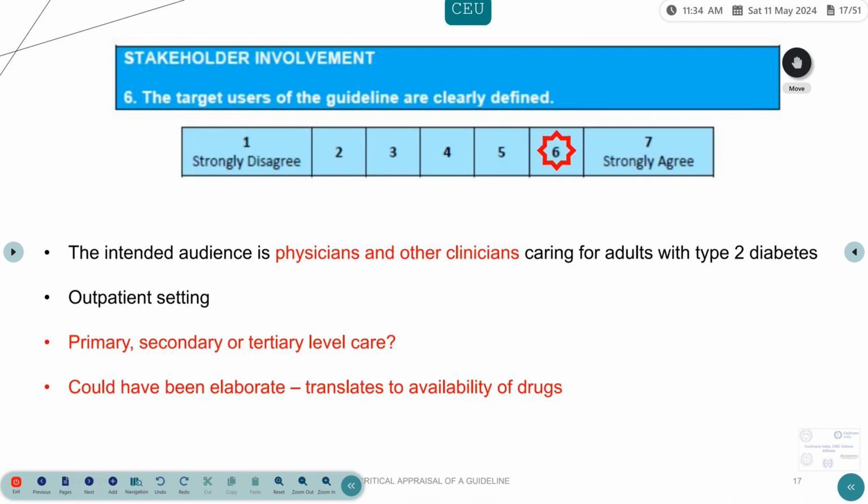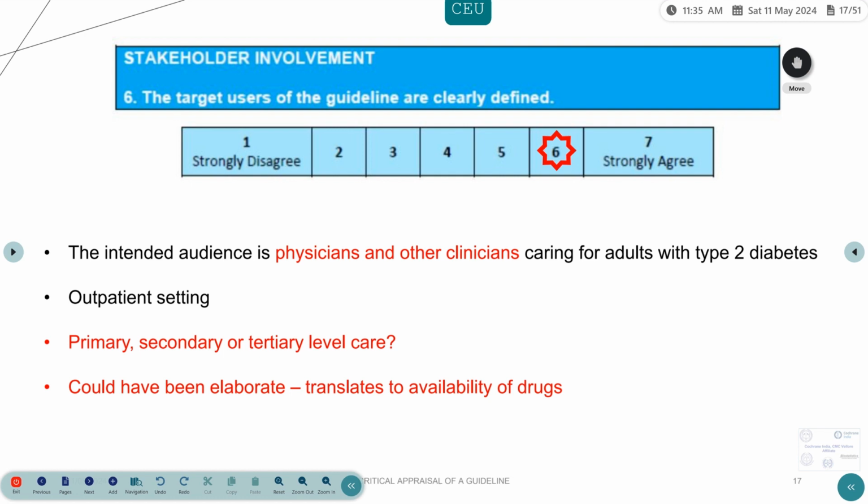Other than that, who are the target users who can use these guidelines? They have just mentioned a common phrase saying the intended audience is physicians and any other clinicians who want to use this, who can treat diabetes. It could have been more specific as to which level they can use.